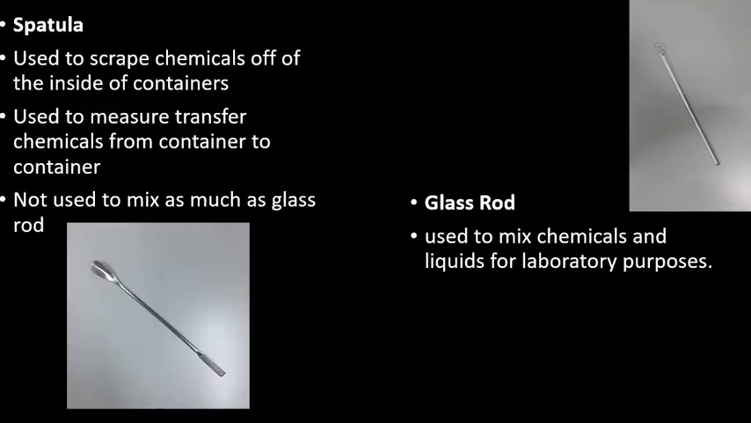Alright, so spatulas and glass rods. They have very similar purposes in the lab, in which they can both be used for mixing, but glass rods are usually not used for scraping. Spatulas are used to scrape chemicals off inside containers, and they are often used to induce crystallization sometimes. They also can be used to transfer chemicals from container to container, and they're not used as much to mix as a glass rod.